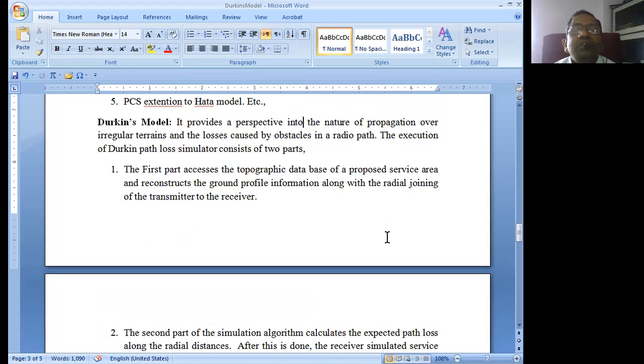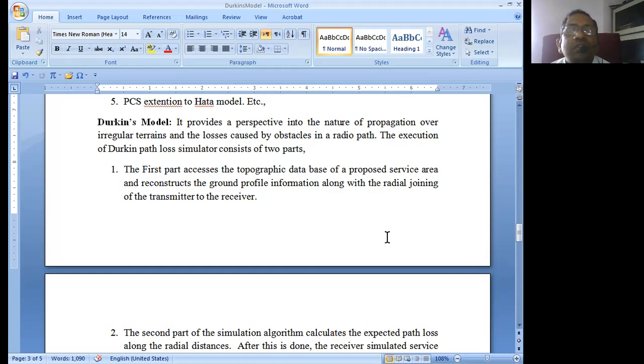Now, what is this Durkin's model? This Durkin's model is going to provide a perspective into the nature of propagation. It is going to give us some idea of the effectiveness of propagation over irregular terrains and the losses caused by the obstacles in the radio path. That means it is going to give us some idea about the strength of the signal which will be received by the receiver, irrespective of the irregular terrains and the obstacles between the transmitter and the receiver.